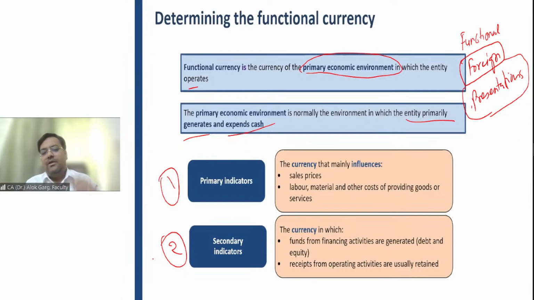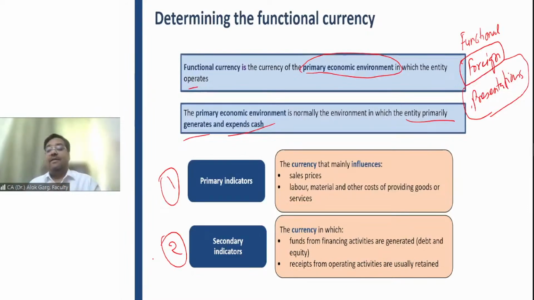So you must have seen that these IT companies are directly related with the US market. So what is the primary indicator? You have to see the currency which mainly influences the sales prices, and the currency which mainly influences the input cost, labor, material, and other cost of providing goods or services. That will become the primary currency. That is the primary indicator for identifying the functional currency. So you need to see in which currency the major sales is happening, and in which currency the input cost is also happening, right? For example, in this case, 90% of the revenue was in US dollar.